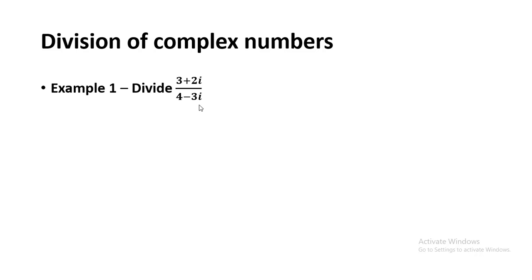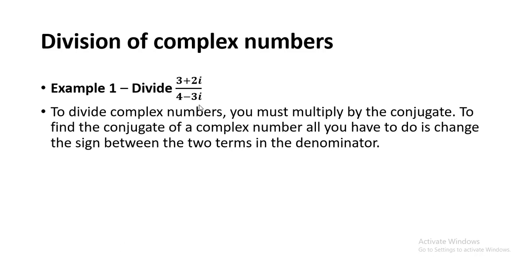Now how should I divide them? To divide complex numbers, you multiply by the conjugate. To find the conjugate of a complex number, all you have to do is change the sign between the two terms in the denominator. Now what does that mean?